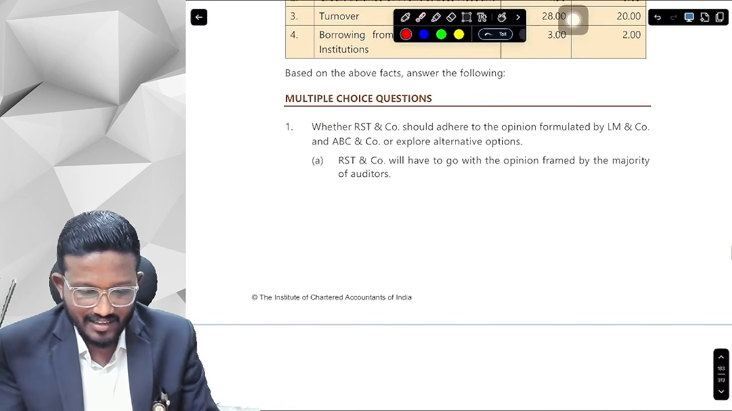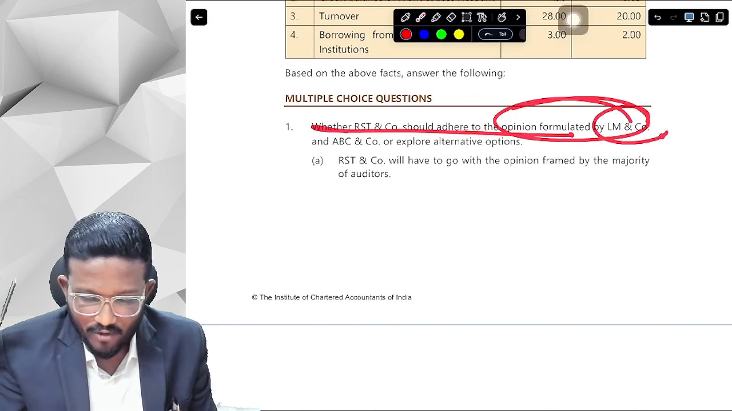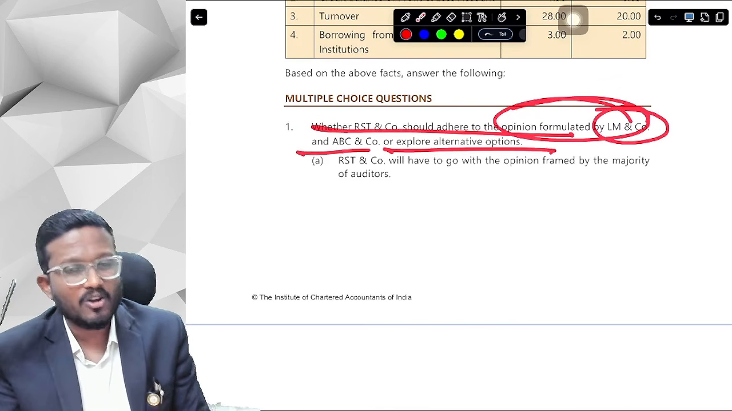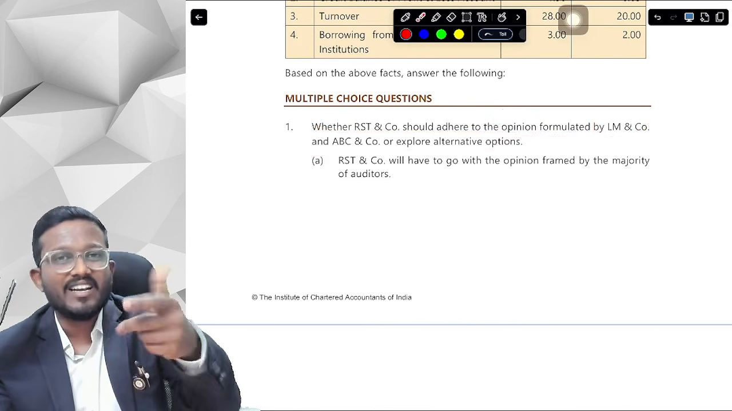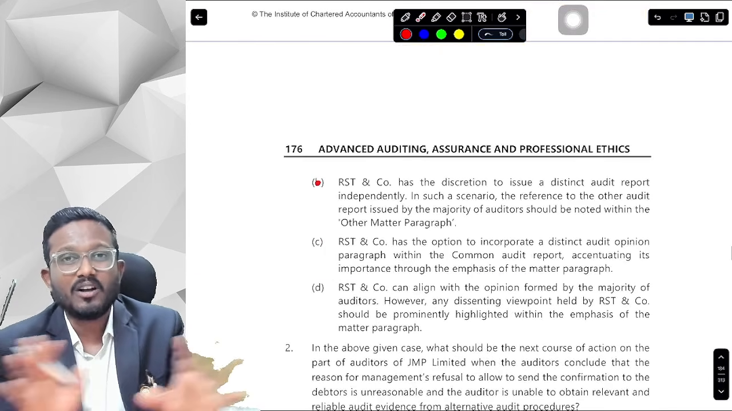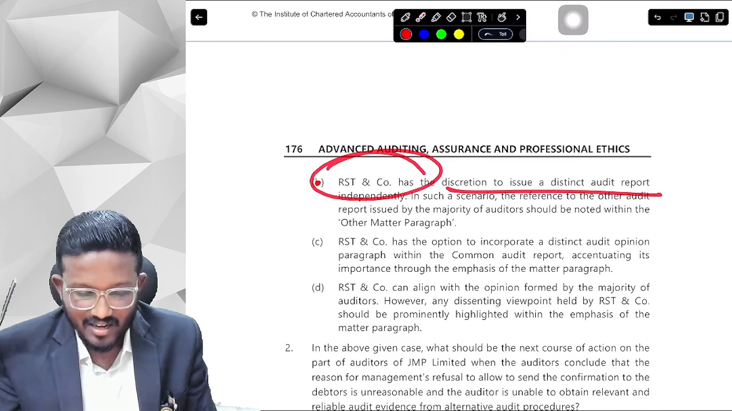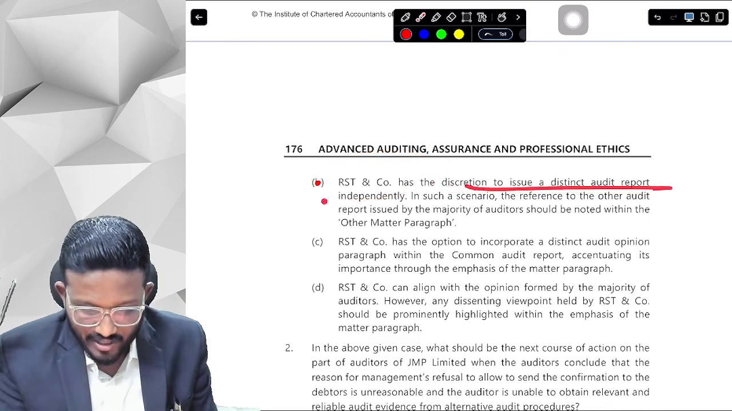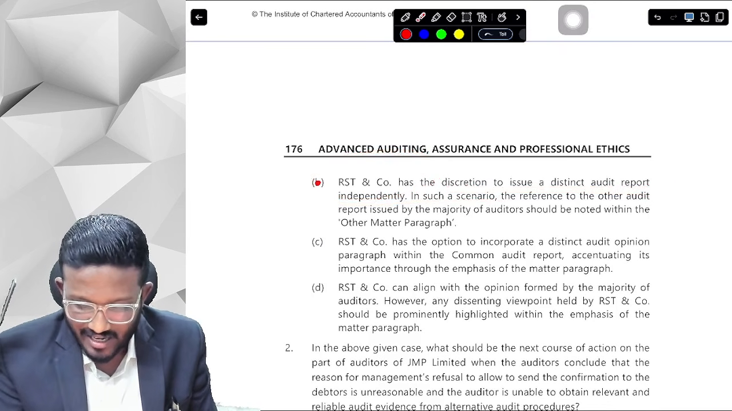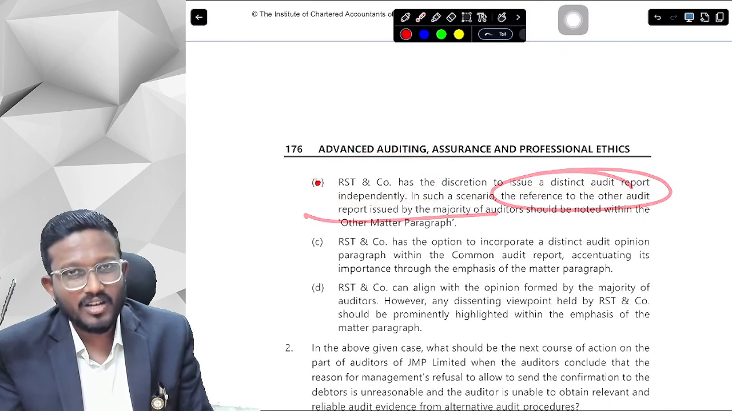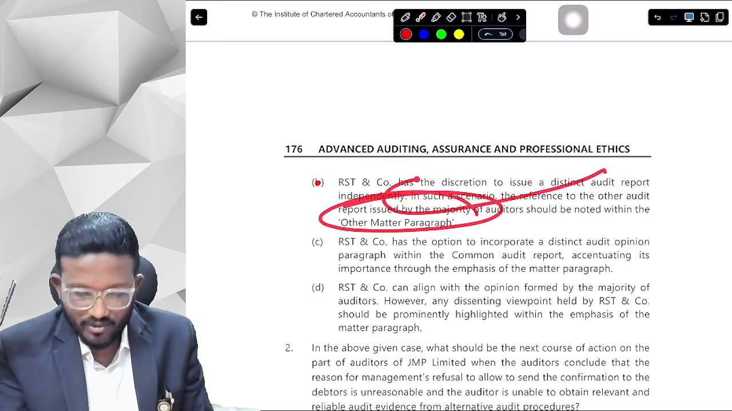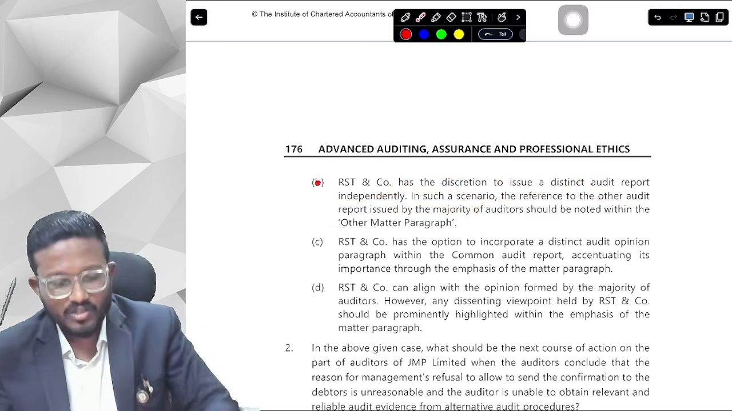So here they are saying that RST Limited should adhere to the opinion formulated by Island Company and ABSN Company or explore alternative options. Obviously, we can explore alternative options. We just do not need to adhere to any of the opinions given by joint auditors. So if we decide to issue a distinct audit report independently, in such a scenario, we need to refer to the other audit report in the other matter paragraph. This was not discussed earlier. Okay, this particular MCQ was not discussed earlier.